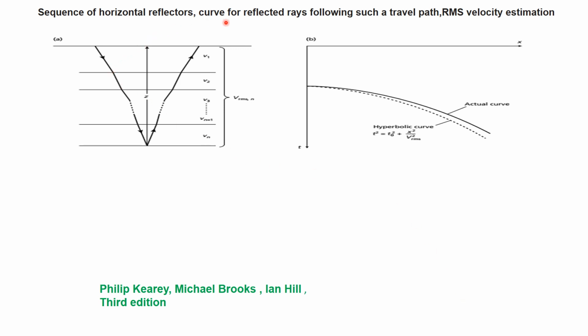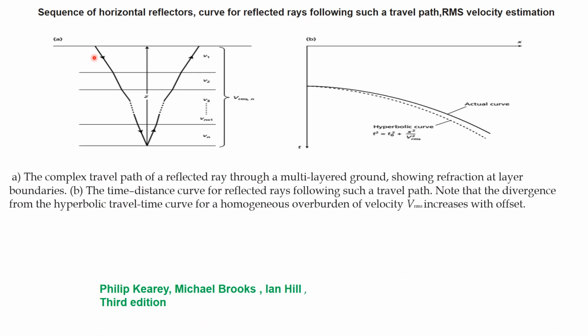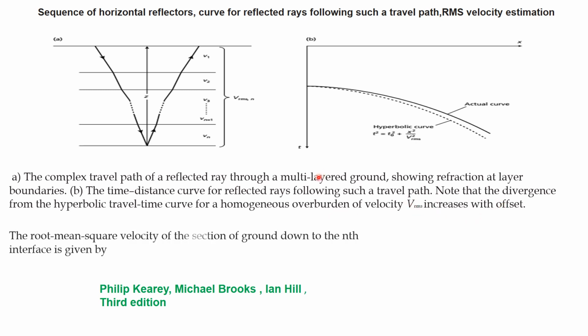Generally, for a sequence of horizontal reflectors through multi-layered ground, there will be refraction at the layer boundaries, and we know the time-distance curve generally follows a hyperbolic path. It is notable that as the offset increases, for the hyperbolic time curve, the divergence also increases. Vrms is the velocity of the layer to the nth interface. Generally, this equation is updated with the velocity v replaced by Vrms.